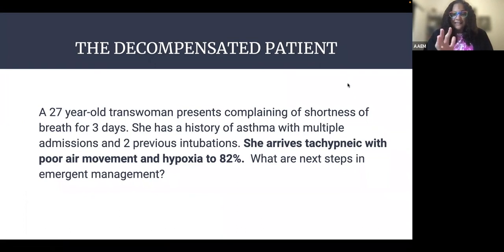And last but not least, something I wanted to go over is the decompensated patient. A 27-year-old trans woman presents complaining of shortness of breath for 3 days. She has a history of asthma with multiple admissions and 2 previous intubations. She arrives with poor air movement and hypoxia to 82%. What are the next steps in emergent management?